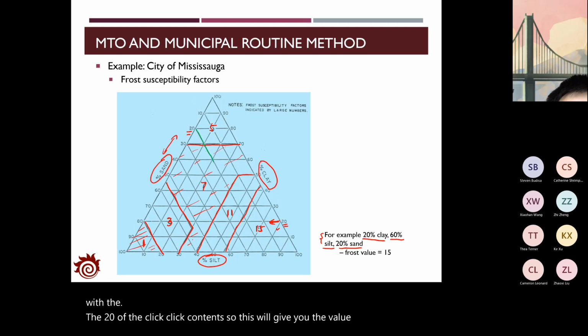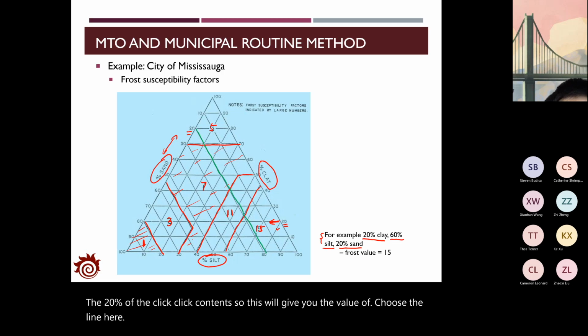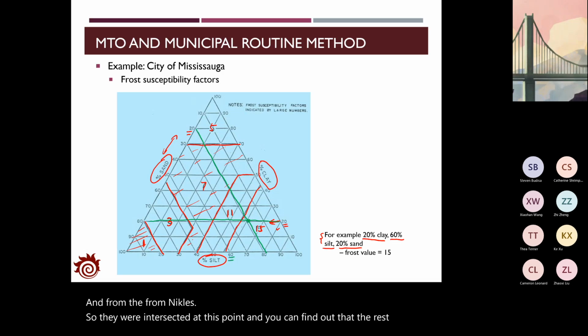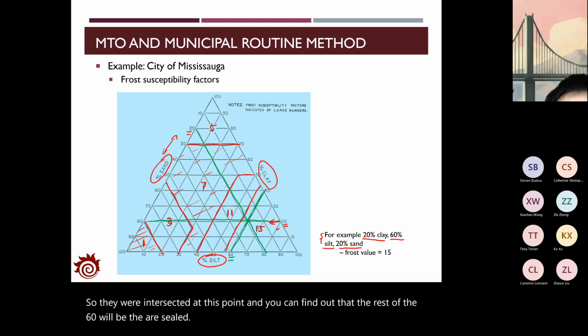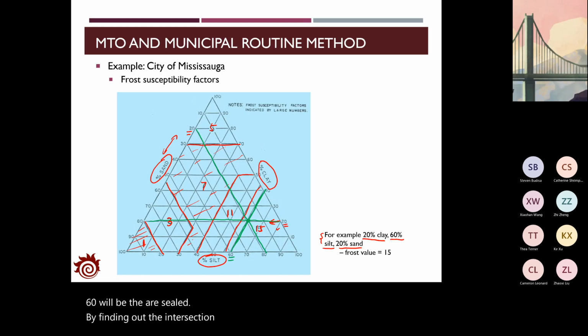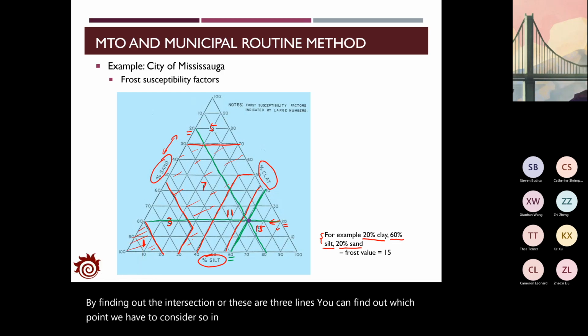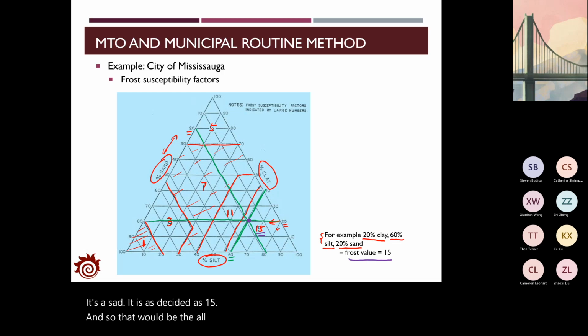They will intersect at this point, and you can find that the rest, 60%, will be the silt. By finding the intersection of these 3 lines, you can find which point we have to consider. In this case, this is the point we choose for the selected subgrade materials, and you can clearly see that it falls in the region of 15. So the frost susceptibility factor is decided as 15. That is all about the routine method.